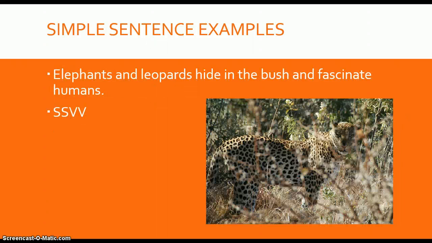Here's another simple sentence example. Elephants and leopards hide in the bush and fascinate humans. In this sentence, we have 2 subjects and 2 verbs. We have the subject of elephants and we have the subject of leopards. Now they are both doing the same actions and they are doing 2 actions. The first one is they hide and the second one is they fascinate. As you can see, our subjects of elephants and leopards are combined by the conjunction and, while our actions are also combined by the conjunction and. This gives us an SSVV simple sentence.